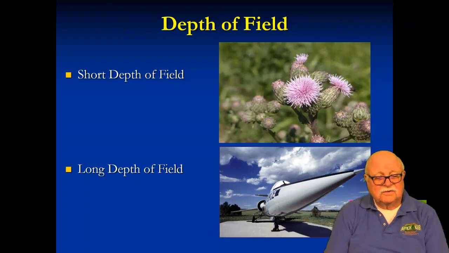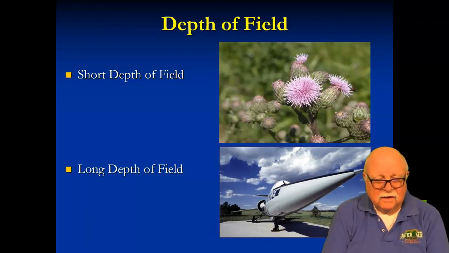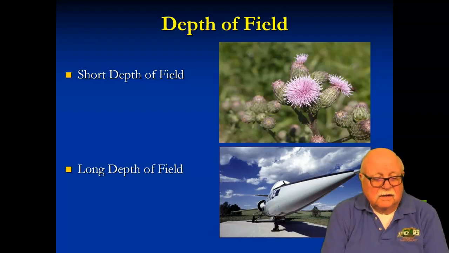Here's an illustration of short depth of field. This thistle here, I took this picture, and the foreground and the background are out of focus. You have a very short depth of field, and only the thistle is in focus. And then on the other illustration, this jet is sitting here, and from the tip of the nose of the jet to the horizon, everything is in focus. You have a large depth of field, and you can get everything in focus this way.